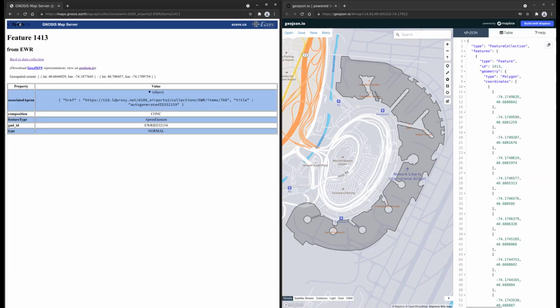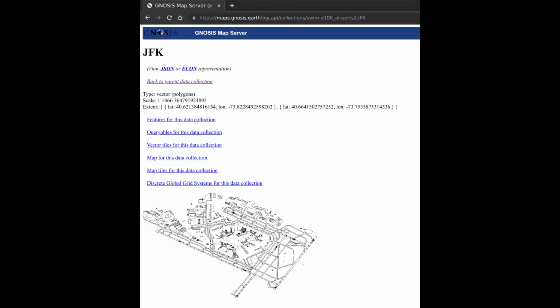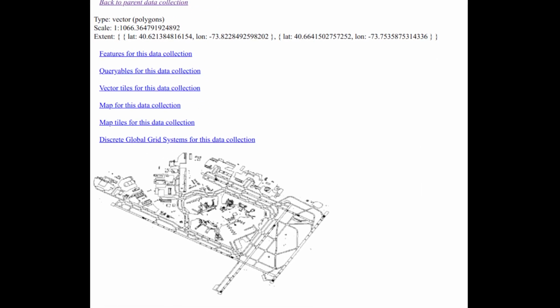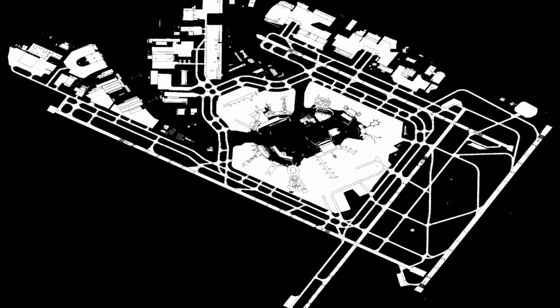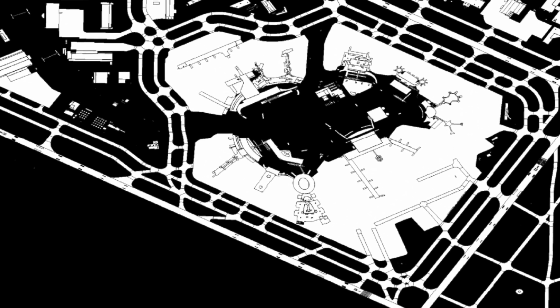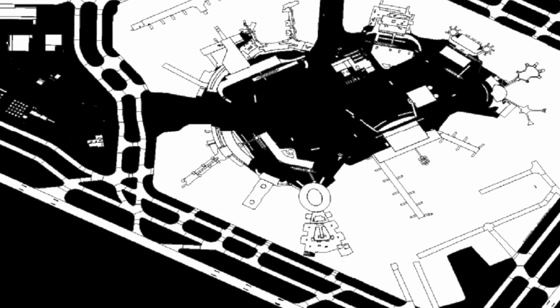Here we can see a single apron element feature cascaded from the Interactive Instruments service with the geometry displayed in geojson.io accessing the Gnosis Map Server instance. Here we can see a map of the JFK airport features also cascaded from the Interactive Instruments services with a default black and white style rendered in the Gnosis Map Server.